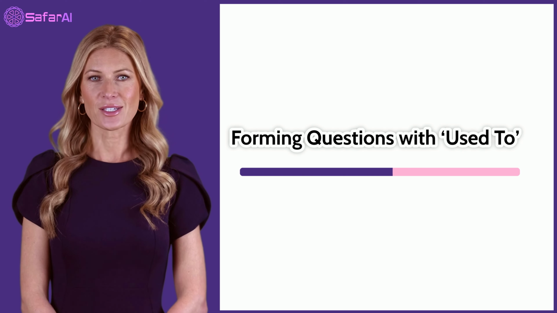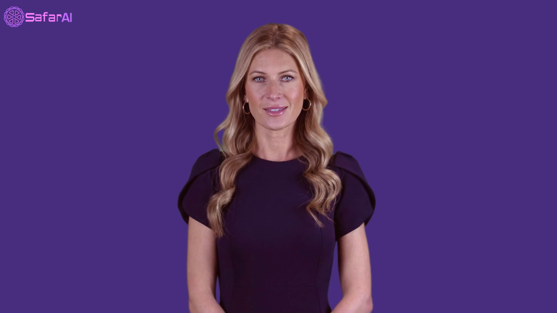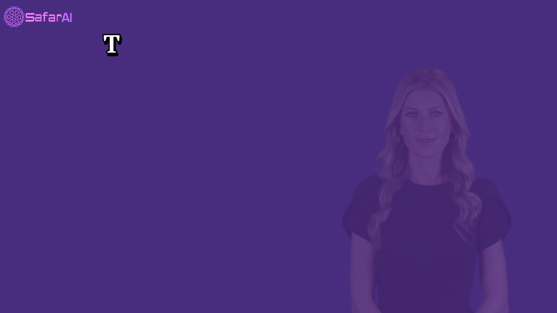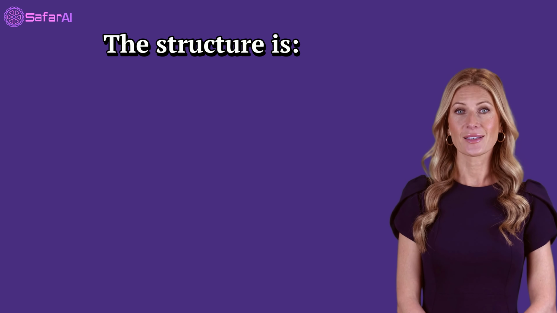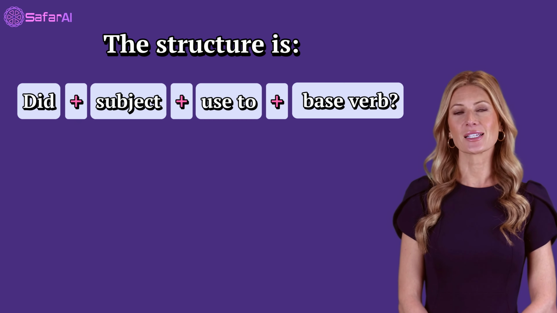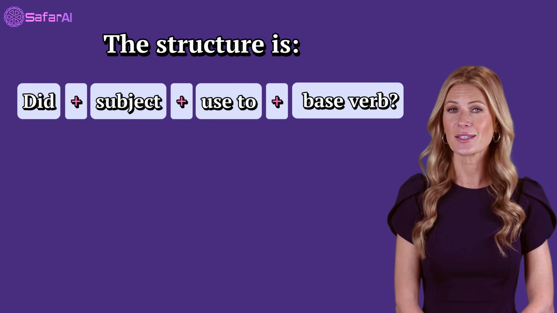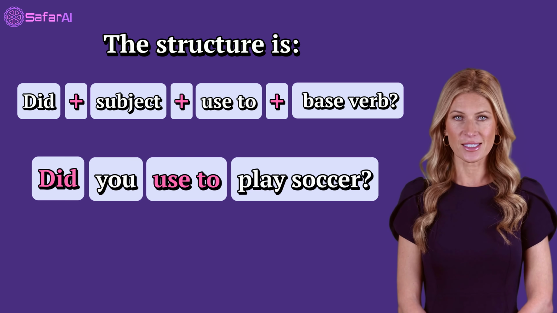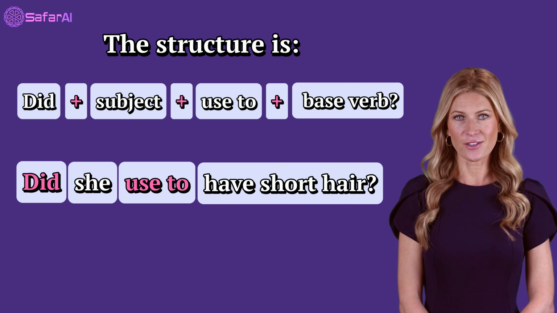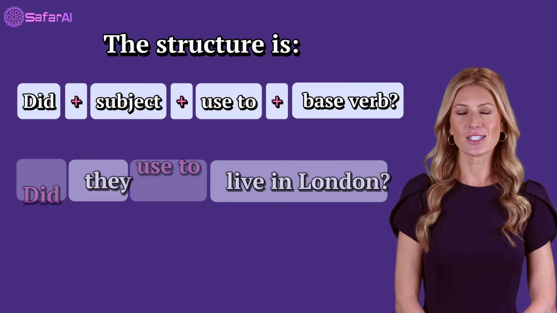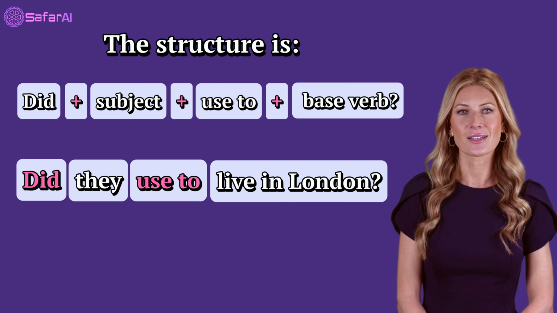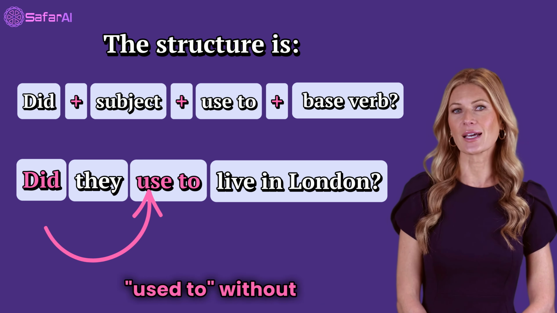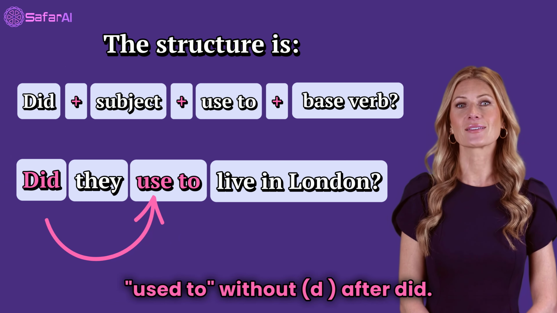Forming questions with used to. Now, let's learn how to ask questions with used to. The structure is did, then subject, then used to, then base verb. For example, did you used to play soccer? Did she used to have short hair? Did they used to live in London? Just like in negatives, we use used to without d after did.